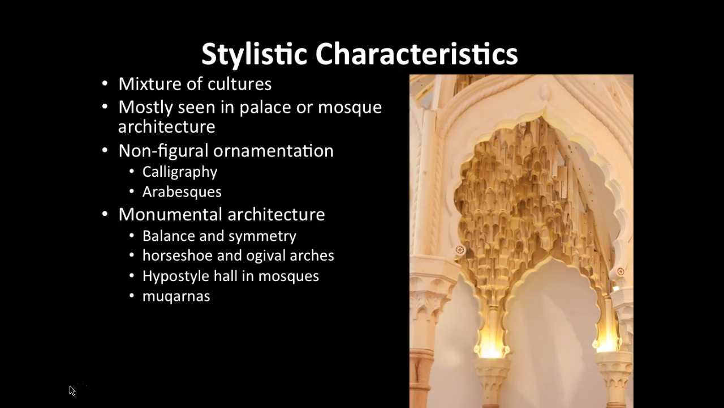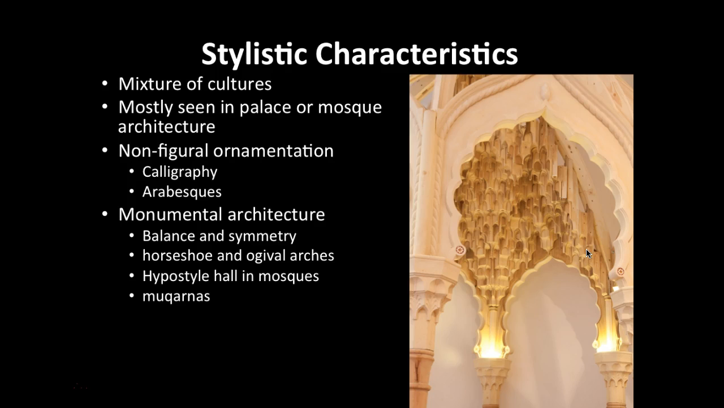Okay, other characteristics we see will be monumental architecture. And we see a balance and symmetry in monumental architecture. Also, we're going to see horseshoe arches, which actually were adapted from earlier cultures, but we mostly associate horseshoe arches with Islamic architecture. This is similar to one. But definitely the Mosque at Cordoba has a typical horseshoe arch. So we'll talk about that. Also, ogival arches as well.